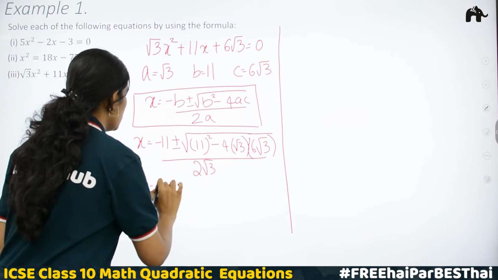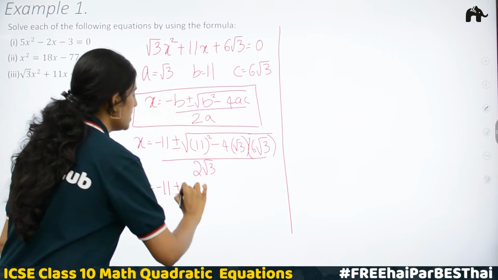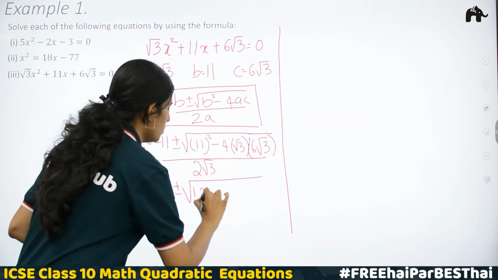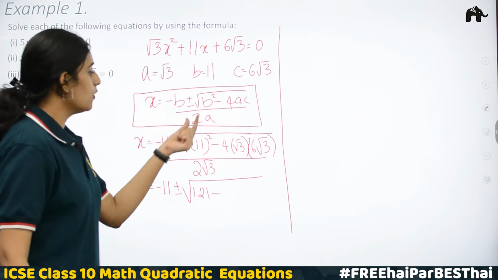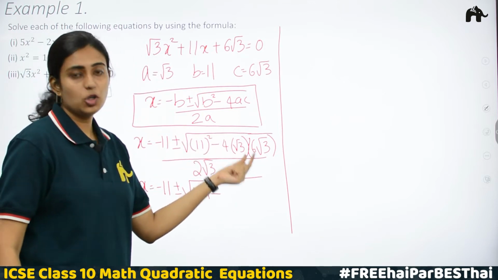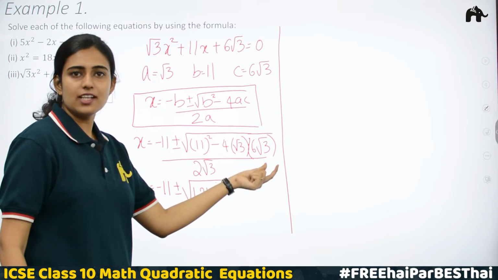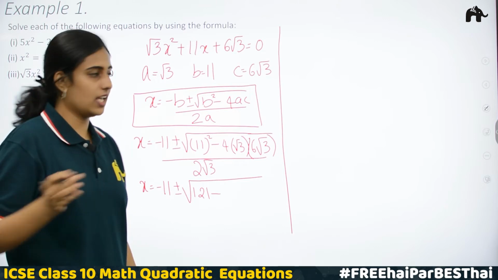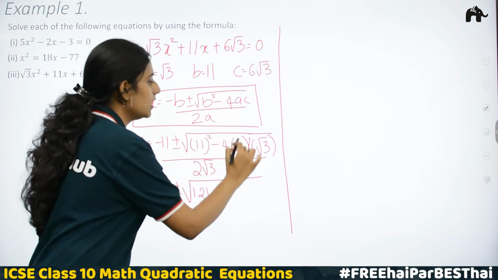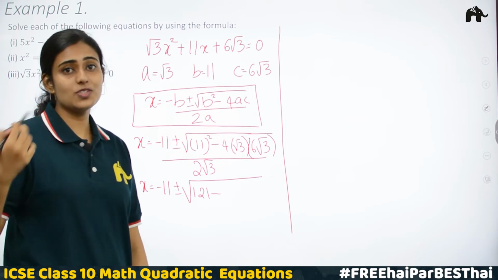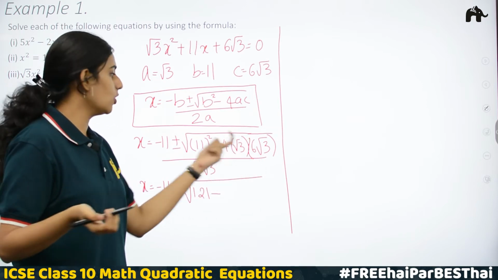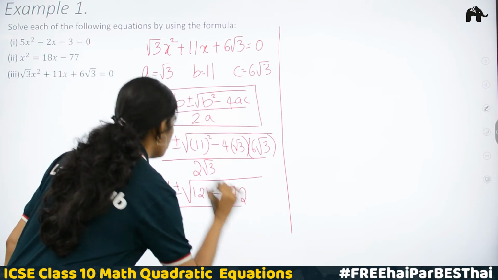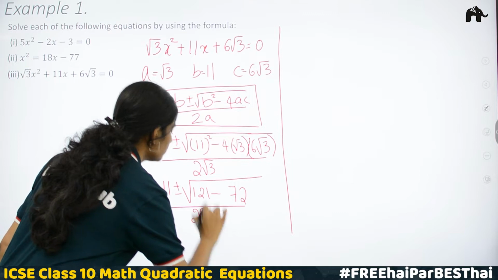That is x is equal to minus 11 plus or minus root of, what is 11 square? 121. 121 minus 4 into 6 is 24. Root 3 into root 3, that is 3. Root 3 whole square, you can remove the root and the square, you get 3. What is 4 into 3 into 6? 4 into 6 is 24, 24 into 3, you will be getting 72. So, 72 divided by 2 root 3.